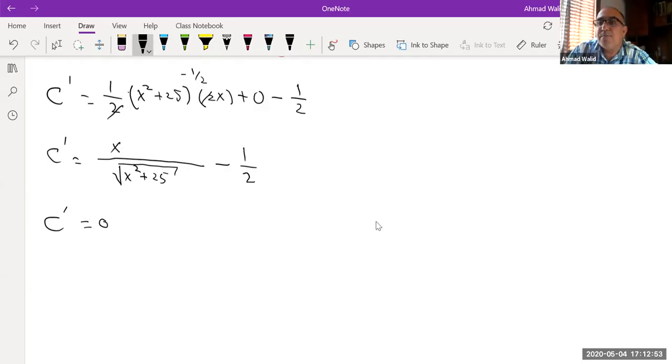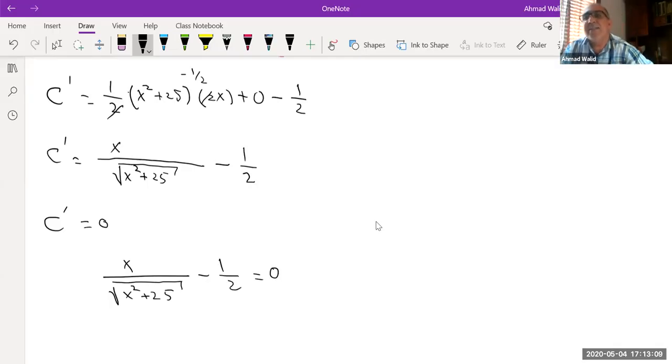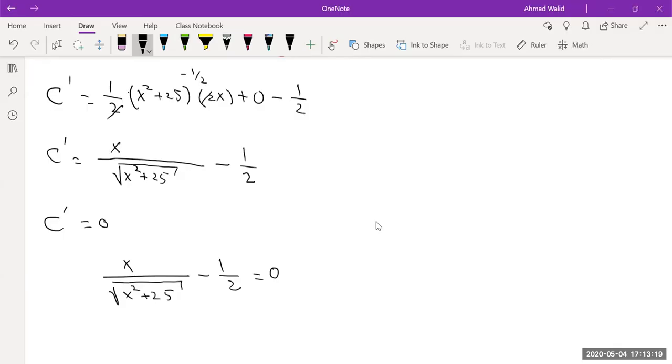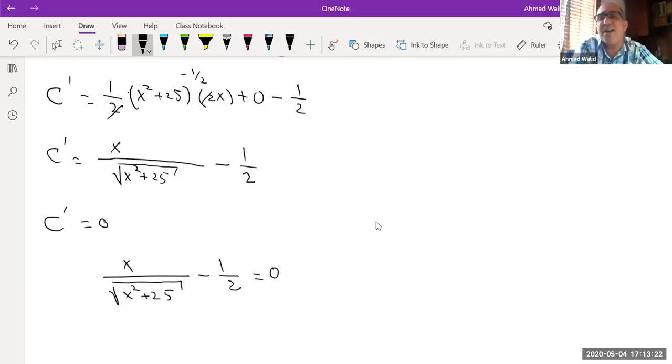C prime what? Equal to 0. It means x over the square root of x squared plus 25 minus 1/2 equals 0. Ideas, how to deal with this equation? Give me a good idea. Common denominator. Yeah, I don't like it that much. Yes, you can do that. Do you want to create more problems for you? Do it. Another easy way.